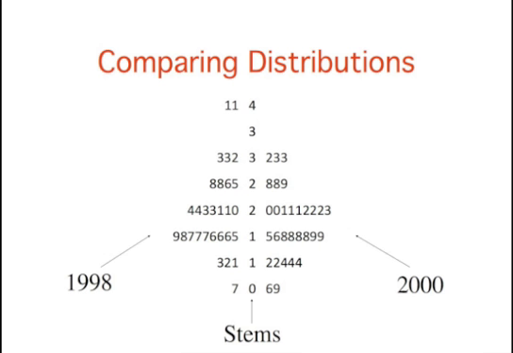The stems are in the middle, the leaves to the left are for the 1998 data, and the leaves to the right are for the 2000 data. For example, the second to last row shows that in 1998 there were teams with 11, 12, and 13 touchdown passes, and in 2000 there were 2 teams with 12 and 3 teams with 14 touchdown passes.